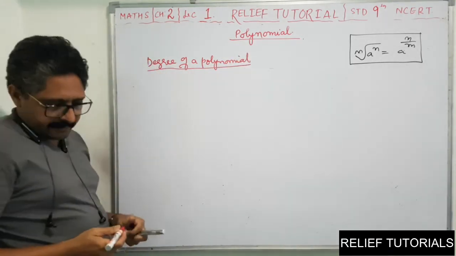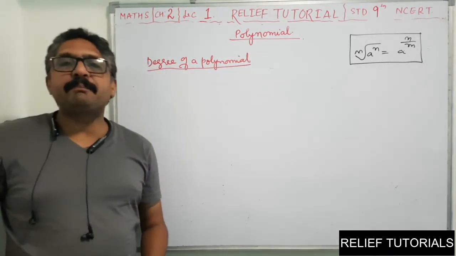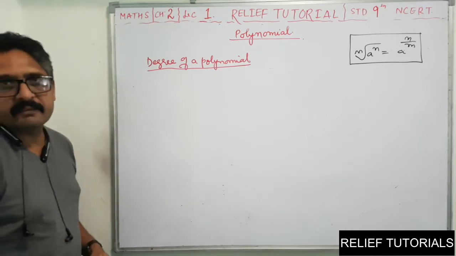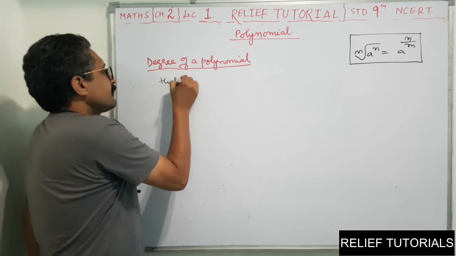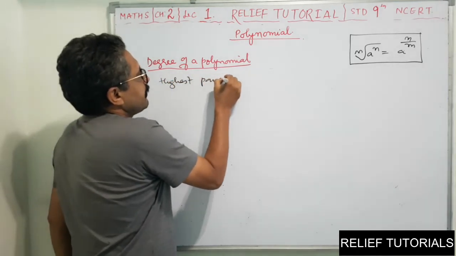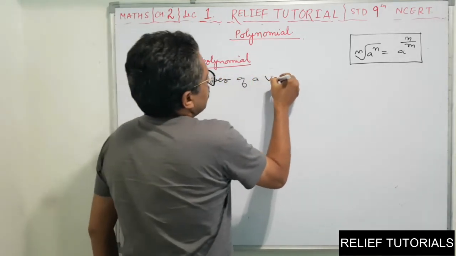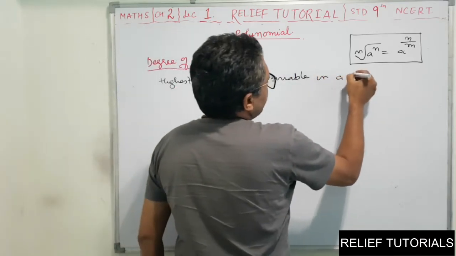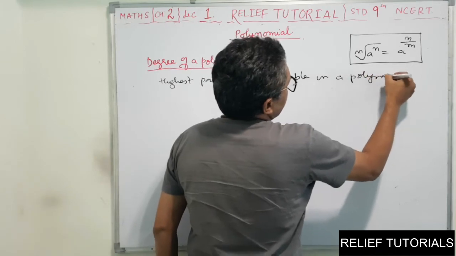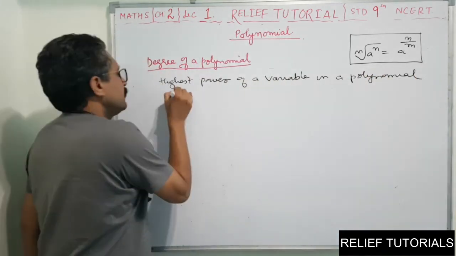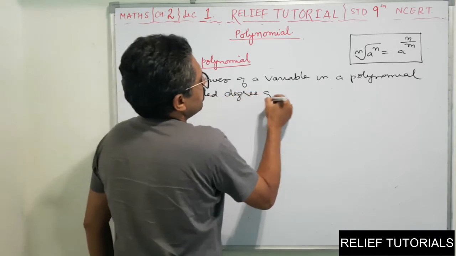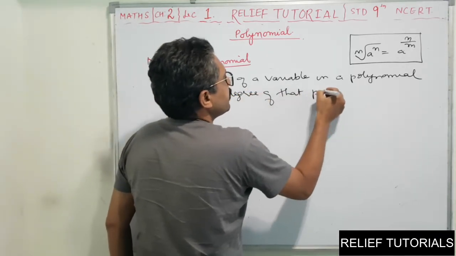So what do you mean by degree of a polynomial? The highest power of a polynomial is called degree of a polynomial. So, highest power of a variable in a polynomial is called degree of that polynomial.